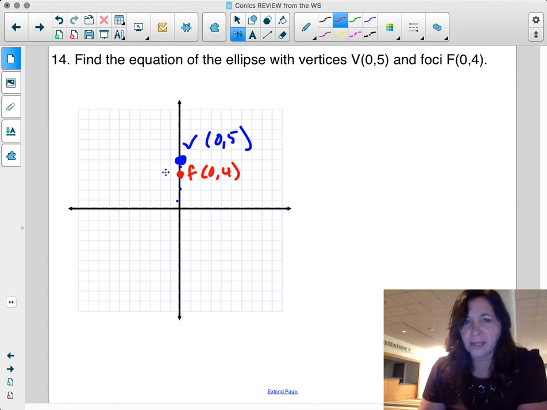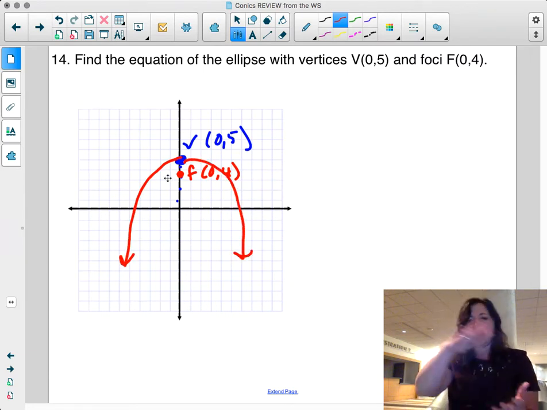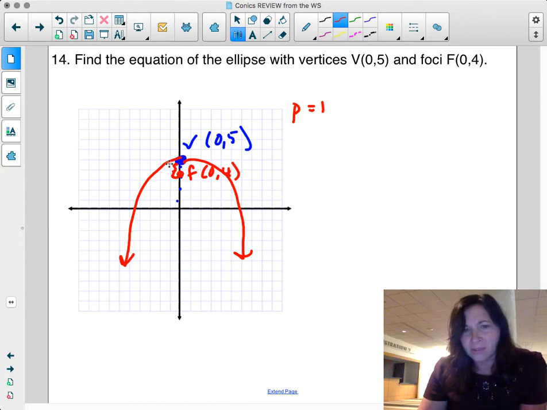Okay, so what that's telling me is, again, that my vertex, remember, cups my focus point. It's always going to be within the curve, okay? So I also know that p is equal to 1 because this distance here is 1. Knowing that this is going down, it will become a negative 1 at some point. So let's make our equation.